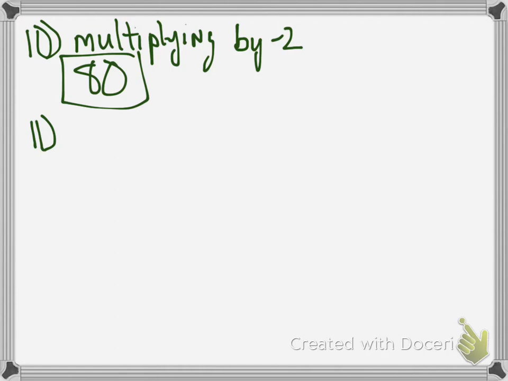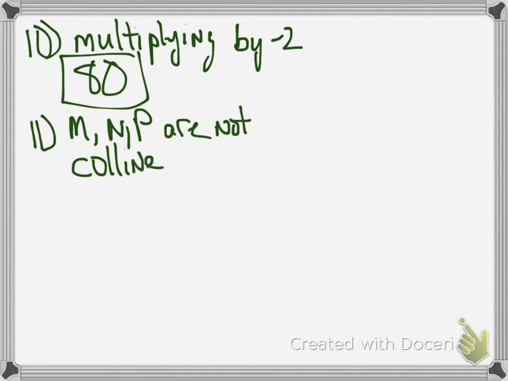Number 11, okay, so we want another counterexample. Actually, 11 and 2 are really the same thing. So I'm just going to say here m, n, and p are not collinear. As long as they're not on the same line, and again, what does it mean to be collinear? It means to be on the same line. Then you could argue that.